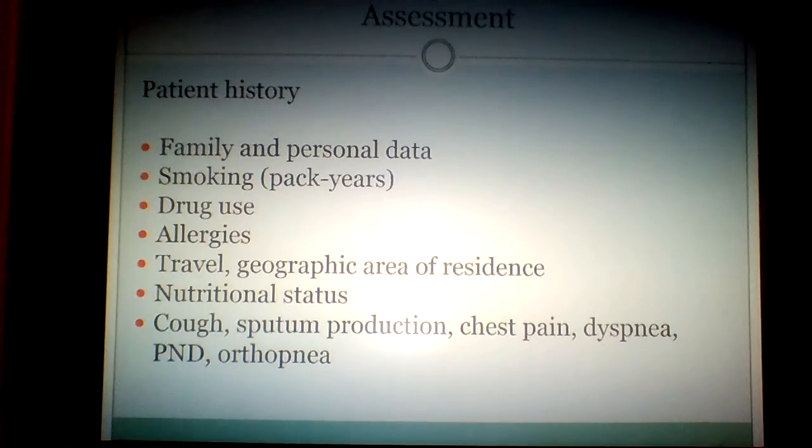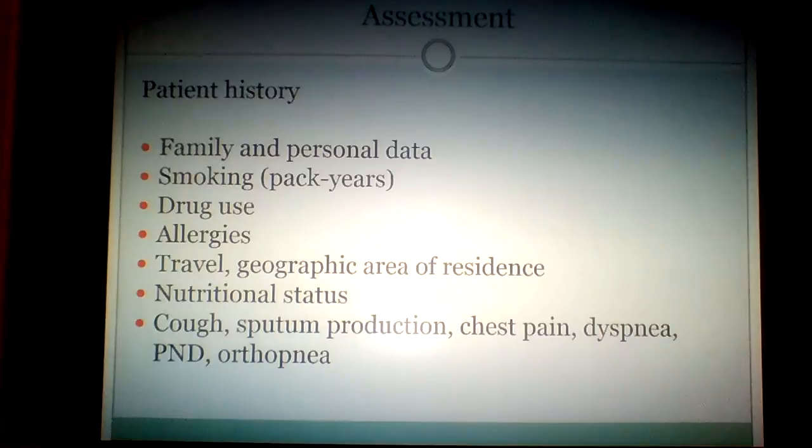Dyspnea, difficulty breathing. When you think about this difficulty breathing, I think it's very important for you to note, is it at rest? So as I am sitting here in this chair, am I having a hard time breathing? Or does it just happen when I get up to walk? Or does it happen that I can't get out a complete sentence? So difficulty breathing.